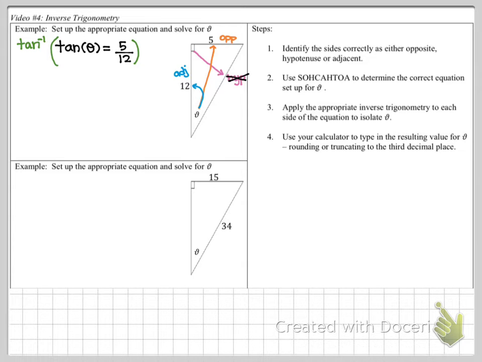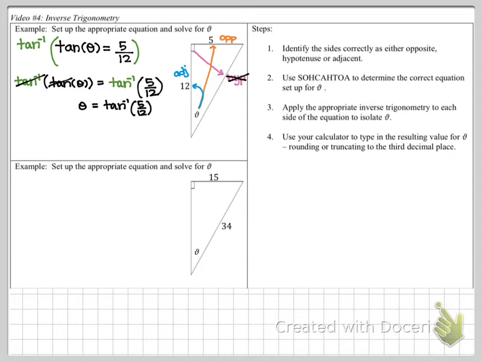So tangent inverse is going to be applied to the left-hand side, and tangent inverse is also going to be applied to the right-hand side. You'll notice on the left-hand side, we have both tan and tan inverse right next to each other. As inverses, they are going to cancel each other out. So those knock each other out, which means we have the theta by itself. And we're just going to copy down what we have on the other side. So we have tan inverse of 5 over 12.